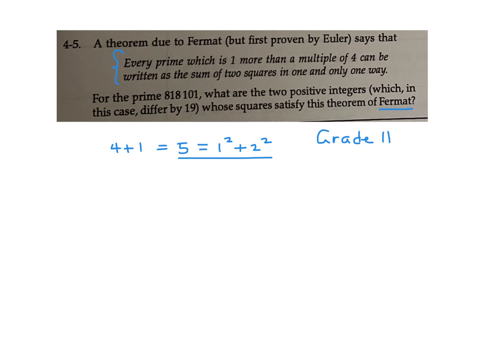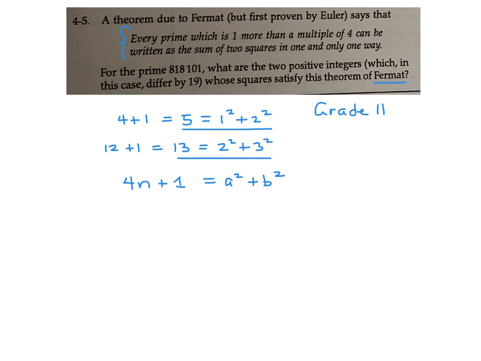Let's see if we can make one more example. How about 12? That's a multiple of 4. 1 more than that would be 13. And that I think would be 2 squared plus 3 squared? Yeah, 4 plus 9. So this is another example. Basically, that leads to the following: 4n plus 1 is equal to a squared plus b squared. That's the general way of writing it.